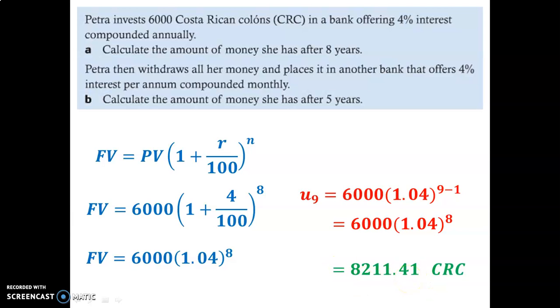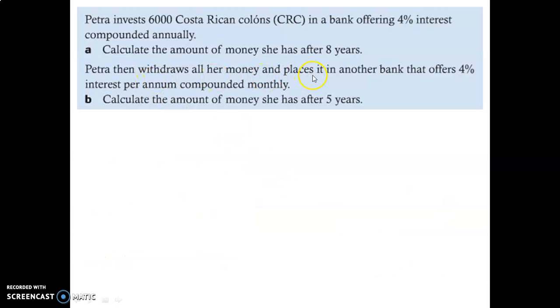Now let's take this question a step further. It says, Petra then withdraws all her money, so she took it out of that first account, places it in another bank that offers 4% interest per annum compounded monthly. Now it's compounded monthly, so this is a little different.